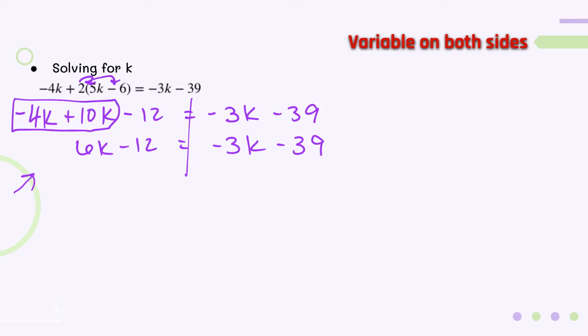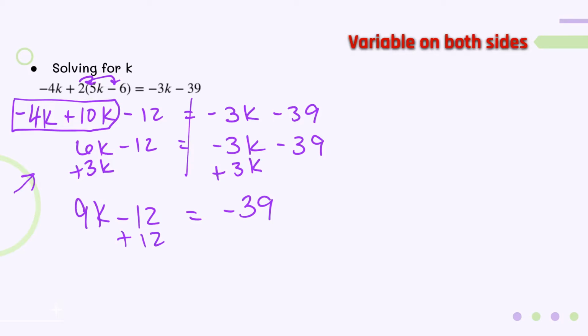How I'm going to do that is add the opposite of the term negative 3k to both sides of the equation. So I'm left with 9k minus 12 is equal to negative 39. Now I'm going to add the opposite of my constant to both sides. I am left with 9k is equal to negative 27. Now I'm going to divide each side by 9, and I'm left with k is equal to negative 3.